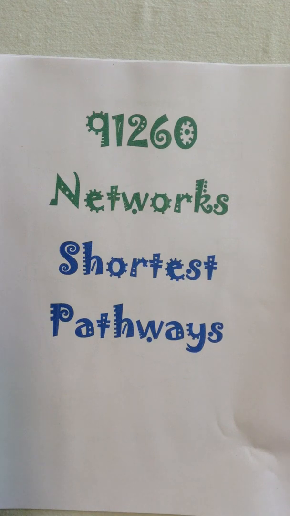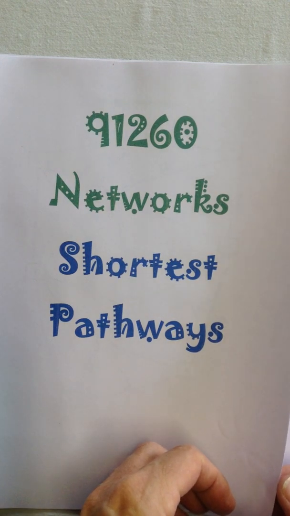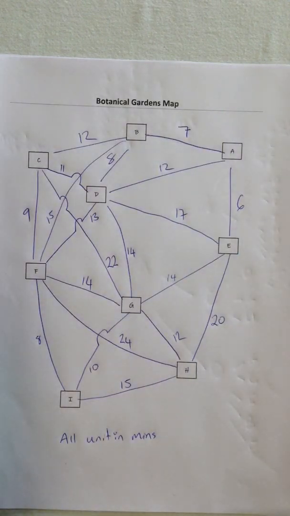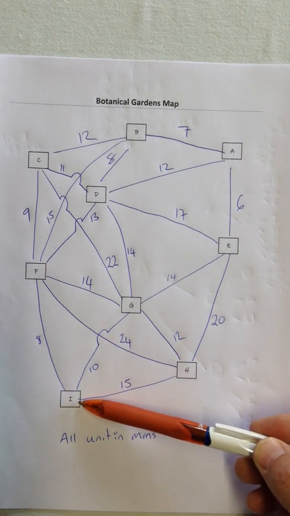Alright, part 2 is to look at our shortest pathways. So if we go back to our map of the botanical garden, we will see our times listed there. All times are in minutes. So we want to start at A, we want to get down to I, and we want to find the quickest way possible to do that.